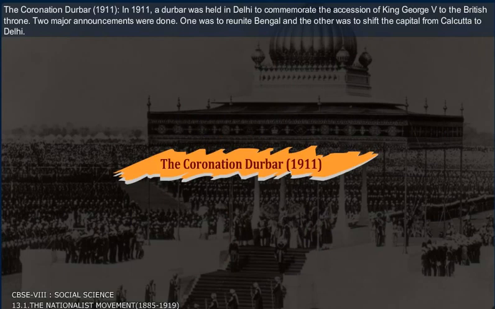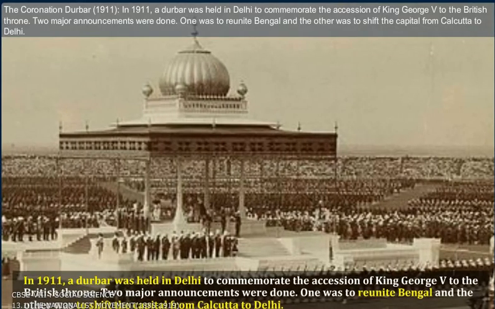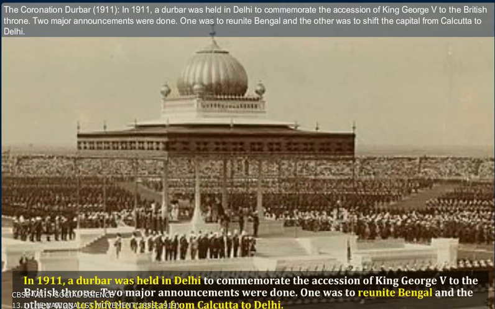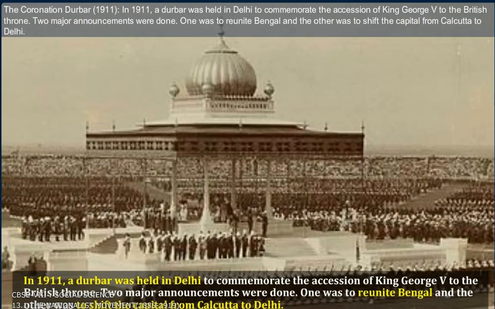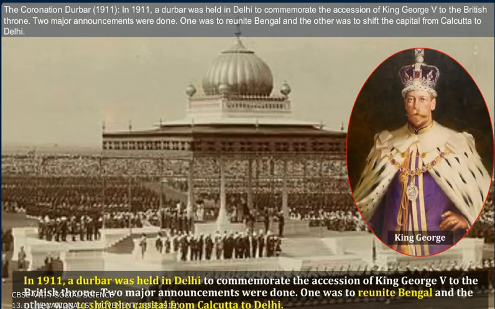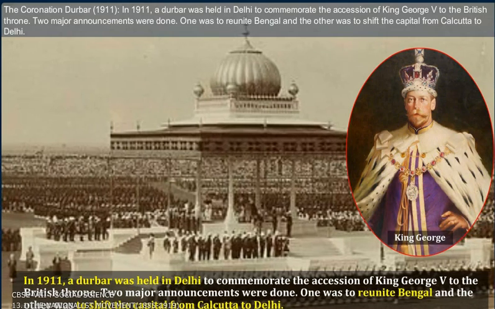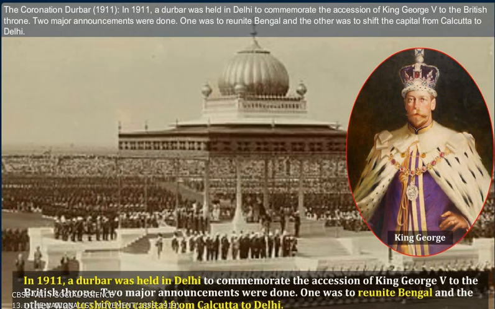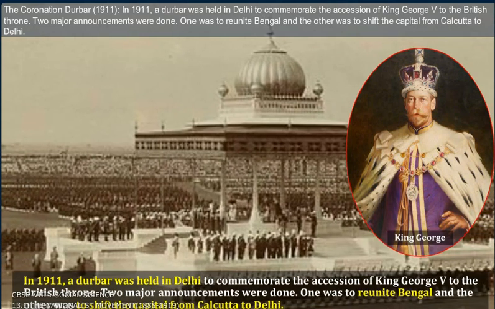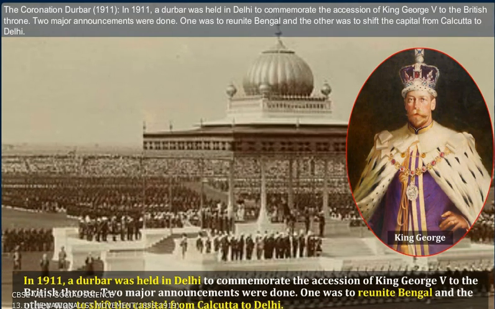Coronation Darbar, 1911. In 1911, a darbar was held in Delhi to commemorate the accession of King George V to the British throne. Two major announcements were made. One was to reunite Bengal, and the other was to shift the capital from Calcutta to Delhi.